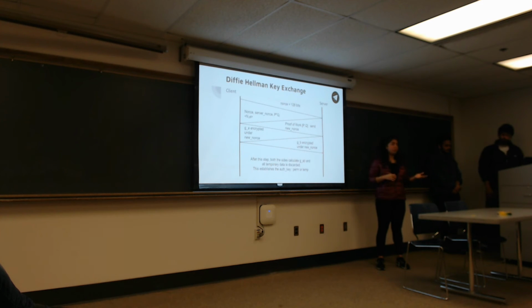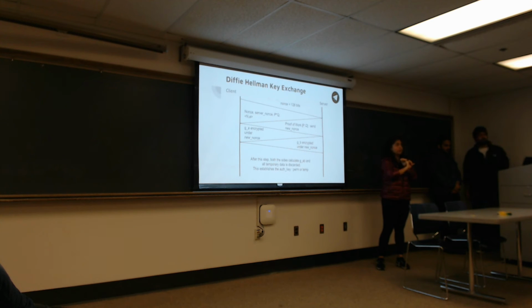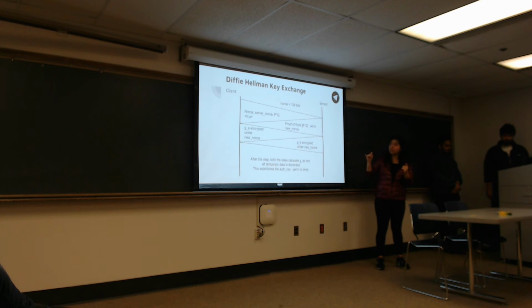That we discussed previously. So they use this new nonce to calculate their temporary AES IGE keys and IV, and using those keys, they exchange their g to the power a mod p and g to the power b mod p. And now this is the actual shared key that will be used between the client and the server. So after this step, both sides calculate their g to the ab mod p, and all the temporary data is discarded. So all of the previous data that was exchanged will be discarded.